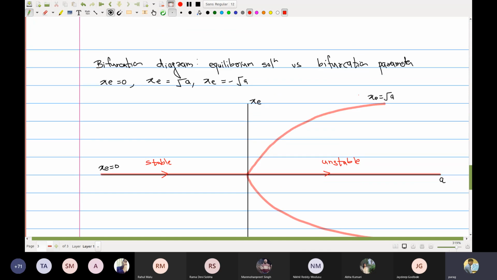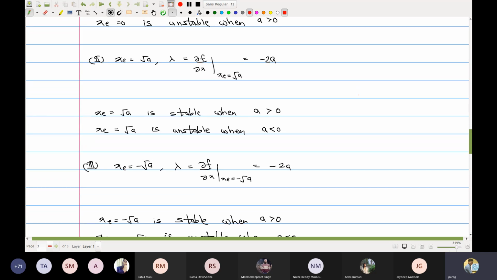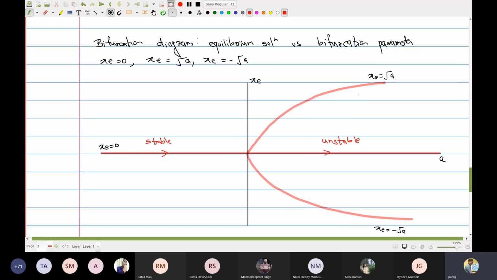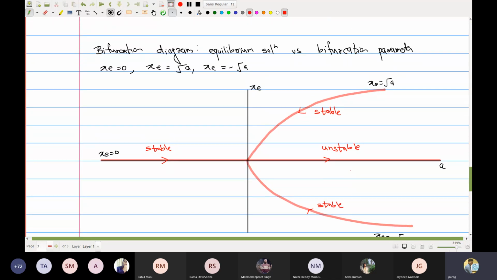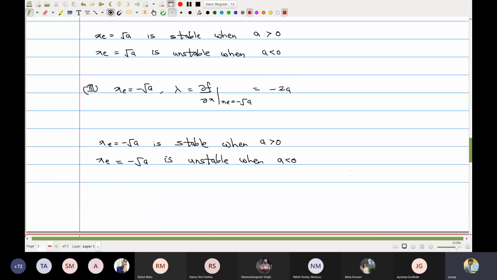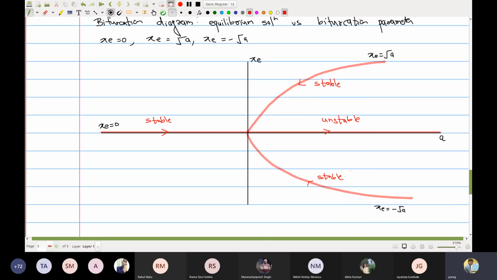Then xe equal to root a is stable when a is greater than 0 and unstable when a is less than 0. So a greater than 0 is stable, but there is no arm on the a less than 0 side, so you only have this. So this is stable, and we know the same condition was there. I remember it. We will cross check it. A greater than 0 stable. Fine, so this completes our bifurcation diagram.